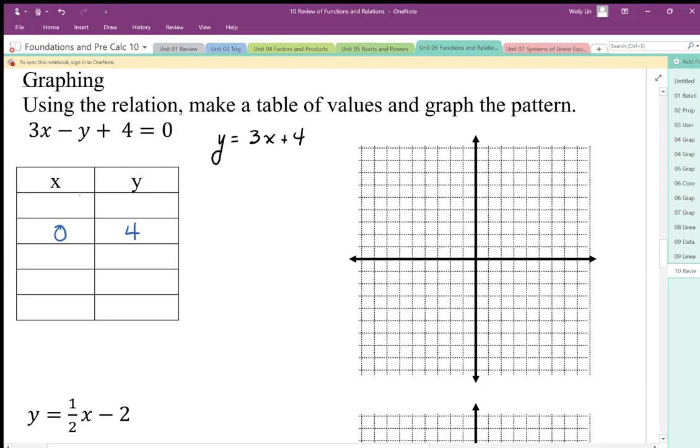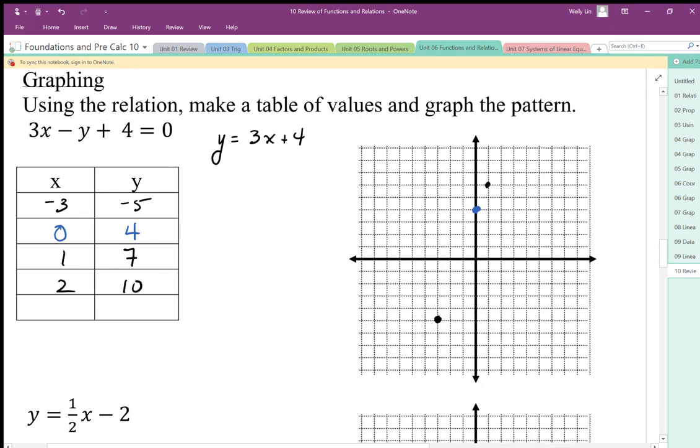The other coordinates really don't matter, but we want to keep them on the grid, so I'm going to maybe have negative 3. Negative 3 times 3 is negative 9, plus 4 is negative 5. So I'm going to go negative 3, negative 5 right there. Okay, 0, 4 is right about there. Looks like my line is going to kind of go shooting off if I'm not careful. So I'm just going to maybe do x is 1, y is 7, and x is 2, y is 10.